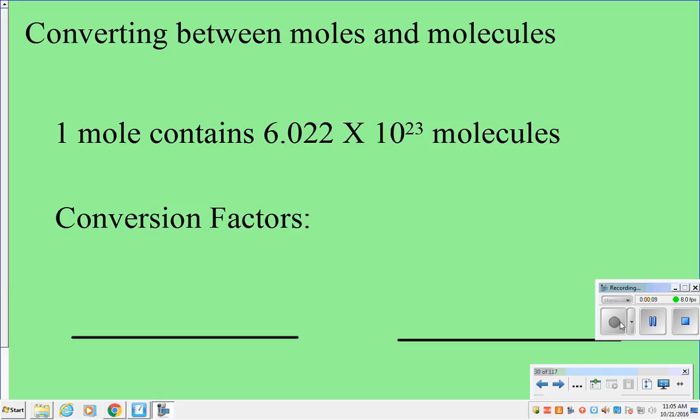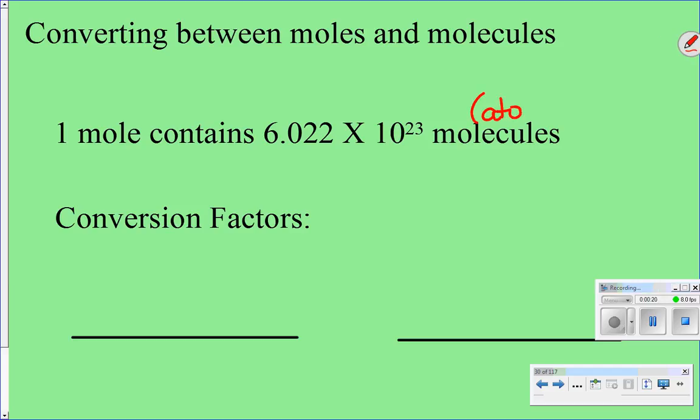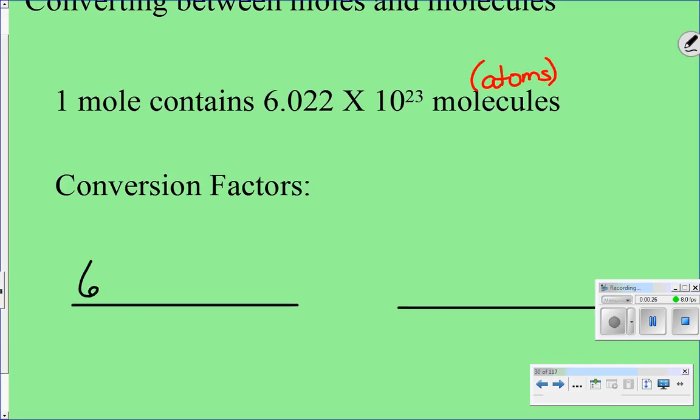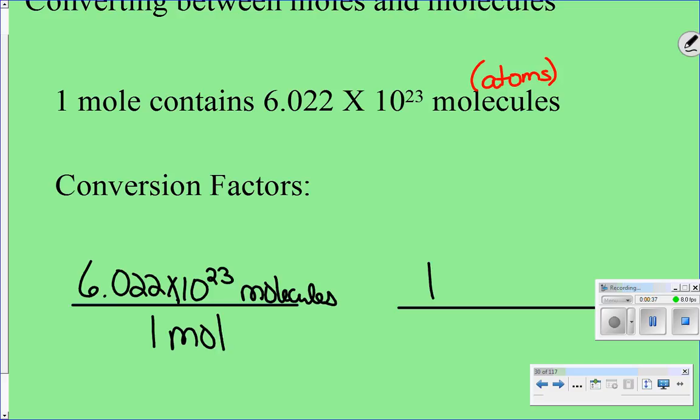Converting between moles and molecules. What's important to understand is that 1 mole contains 6.022 times 10 to the 23rd molecules. This could also be in reference to atoms as well. It just means particles. So this gives us two potential conversion factors. We could do 6.022 times 10 to the 23rd molecules over 1 mole, or 1 mole over 6.022 times 10 to the 23rd molecules, really depending on what units we're trying to cancel.